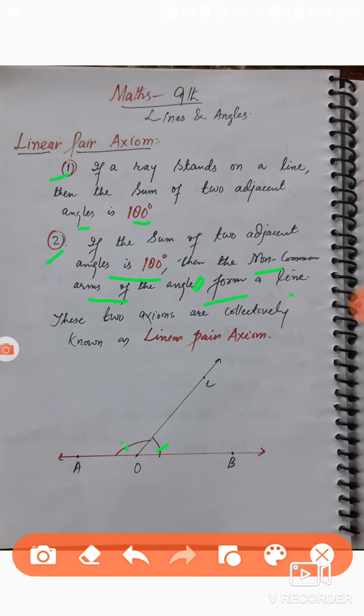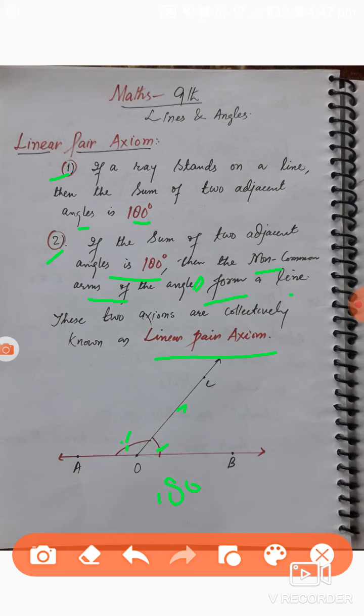So we see that if a ray stands on a line, then the sum of these two adjacent angles is always equal to 180. Its converse is also true. That is, if the sum of two adjacent angles comes out to be 180, then the non-common arms, that is OA and OB, form a straight line. So these two axioms are together known as the linear pair axiom.